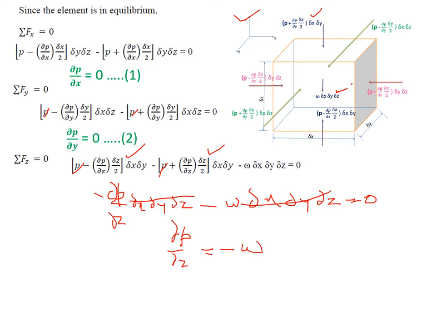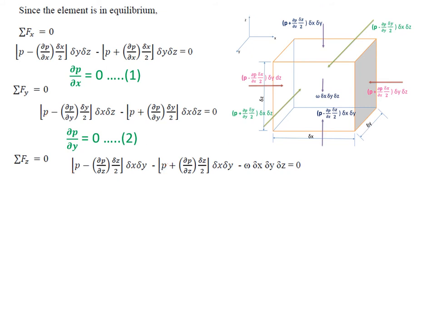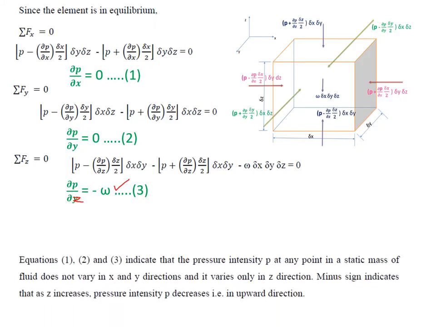So therefore, now continuing further, that gives ∂p/∂z. For example, this is not ∂p but ∂p/∂y. ∂p/∂z is minus w. Okay, so what does it indicate?